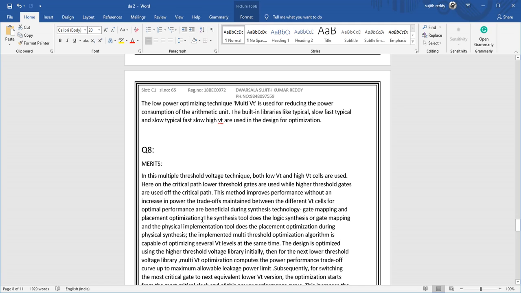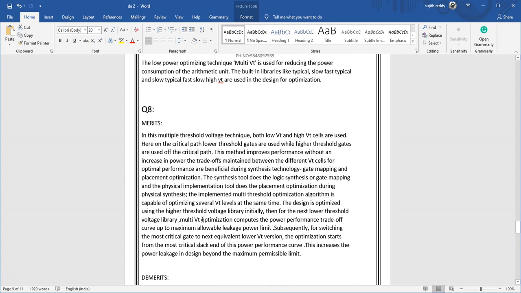The synthesis tool does the logical synthesis of gate mapping, and the physical implementation tool does the placement optimization during the physical synthesis. The implemented multi-threshold optimization algorithm is capable of optimizing several VT levels at the same time. So the design is optimized using the higher threshold voltage library initially, then the next lower threshold voltage library. Multi-volt optimization computes the power performance trade-off curve up to the maximum allowable leakage power limit.